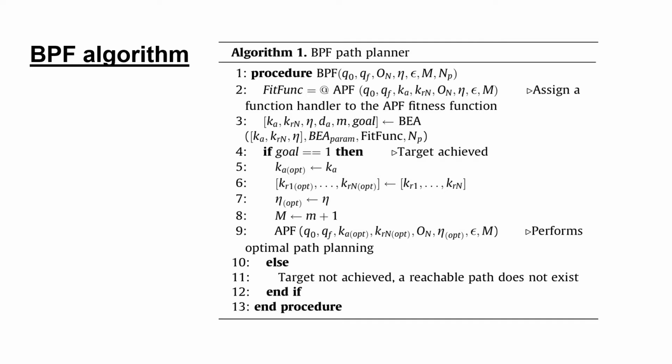Here in algorithm 1, the pseudocode of the BPF method is given. The proportional gains are evolved by means of the BEA, which uses the APF method, that is explained in algorithm 3, as the fitness function.